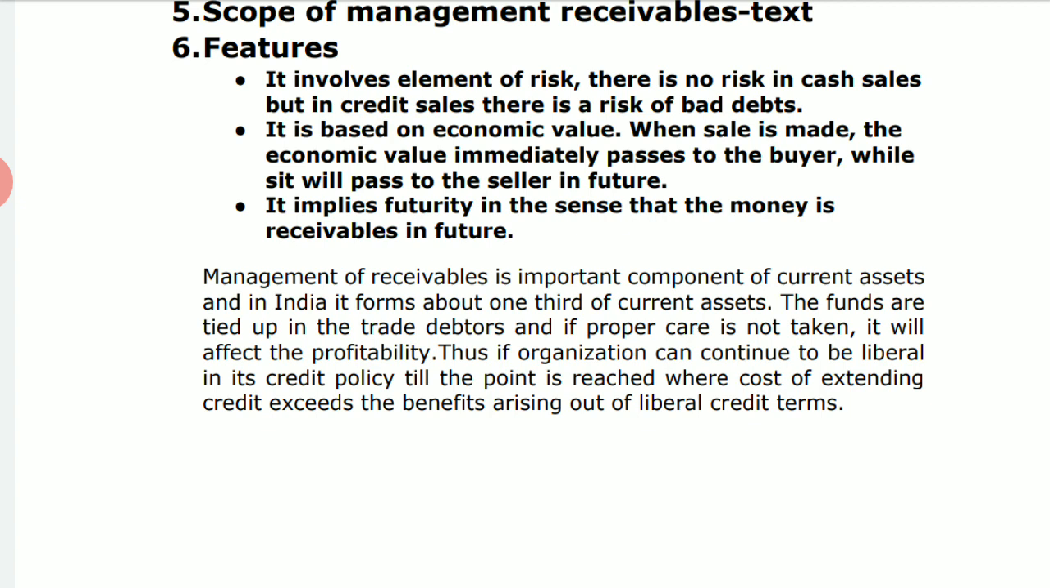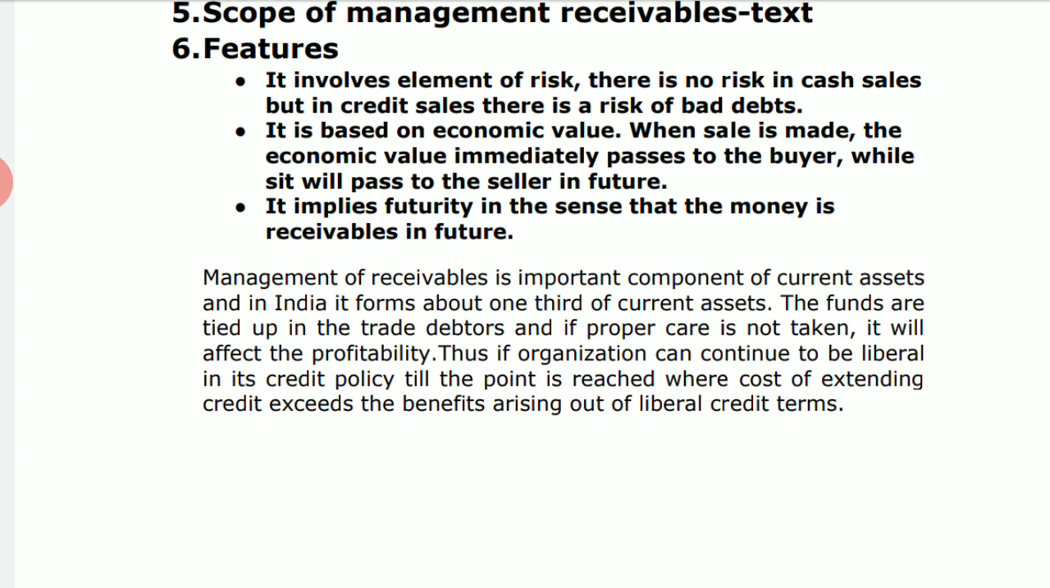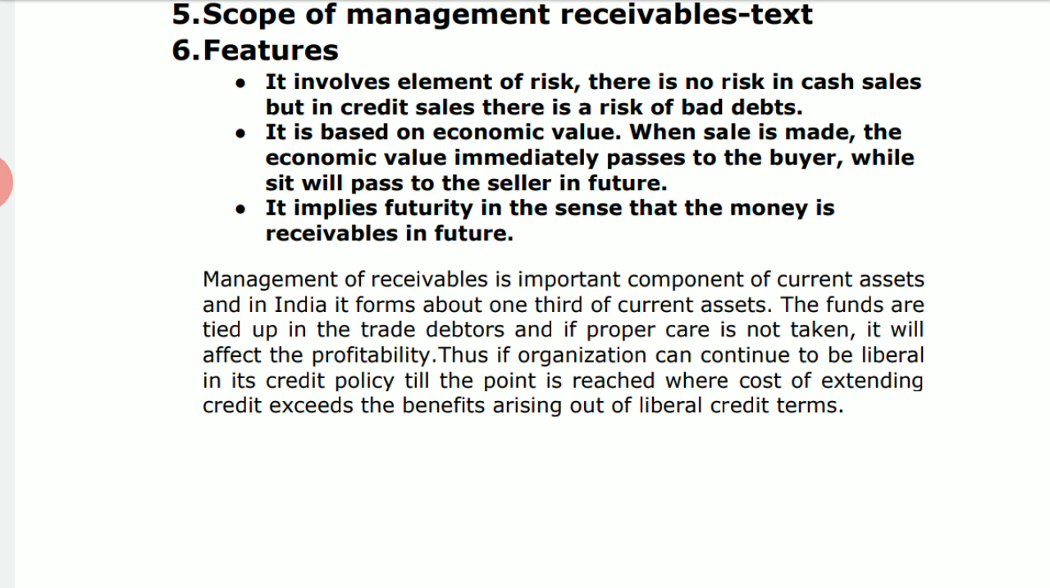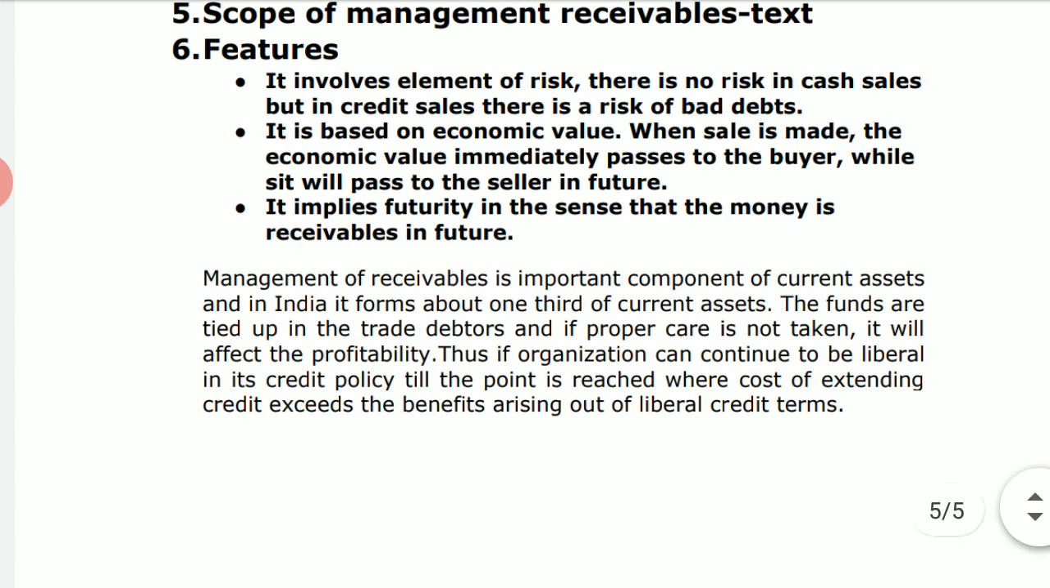So that is a kind of striking a balance between the liberal and strict policy, so that we can equate the profitability and liquidity of the firm. This is how a company can take up different types of functions, different types of activities that are undertaken. We can call it scope, we can call it problems, we can call it functions of the account receivables, right? In all, by this lecture we have completed the 5 different scopes of the management of receivables.